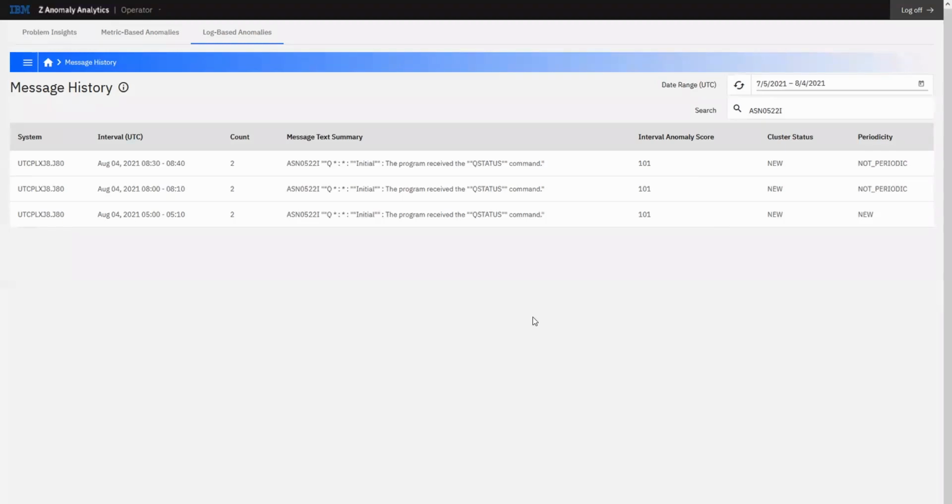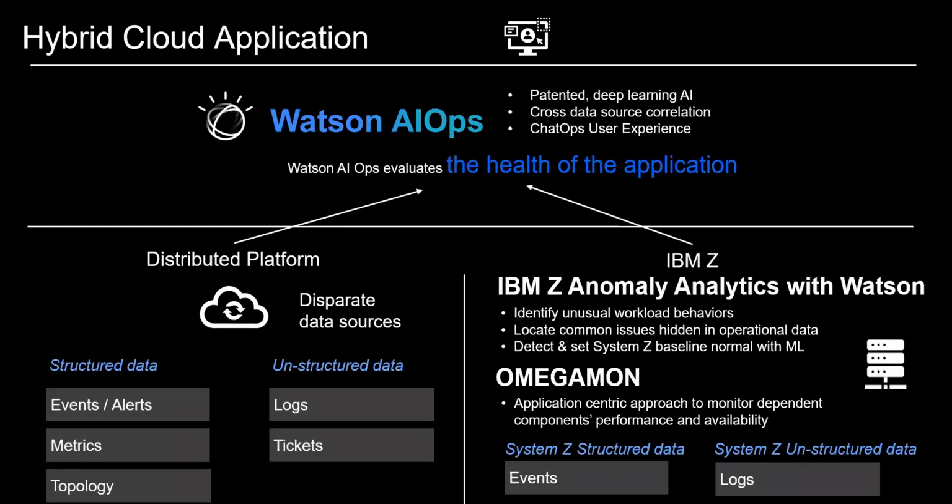So that's the quick overview of both metric and log anomalies. I did want to take a few minutes and talk about some of the eventing that we have and how that integrates into Cloud Pak for Watson AIOps. Cloud Pak for Watson AIOps is an IBM solution that is looking at the entire hybrid cloud stack, from anything that's distributed, running on public or private cloud, all the way down to IBM Z.